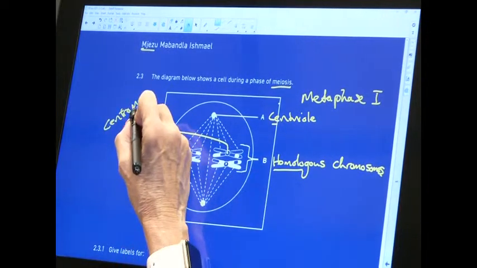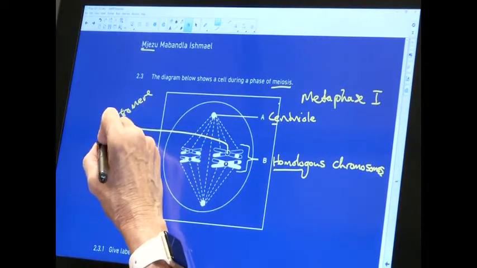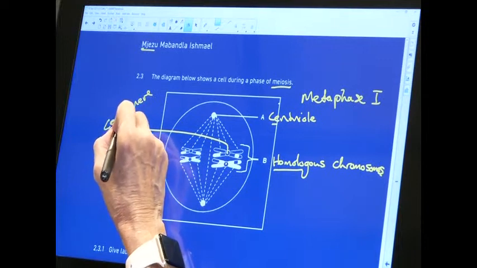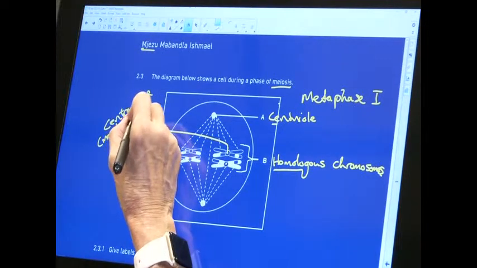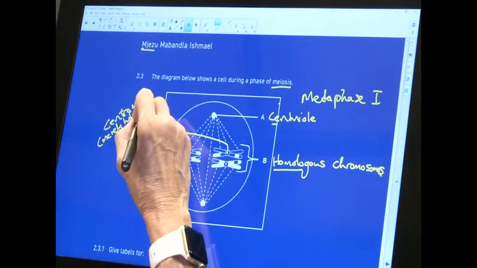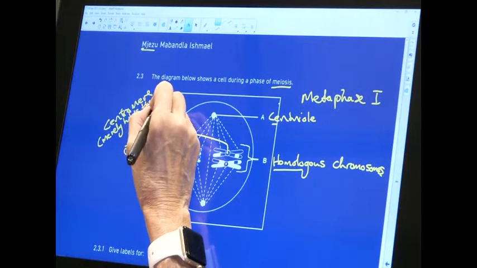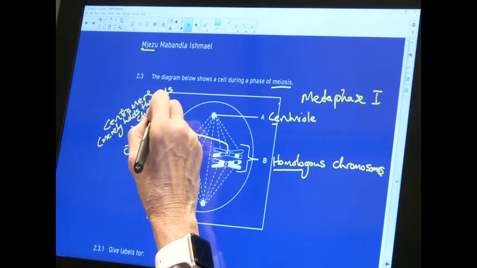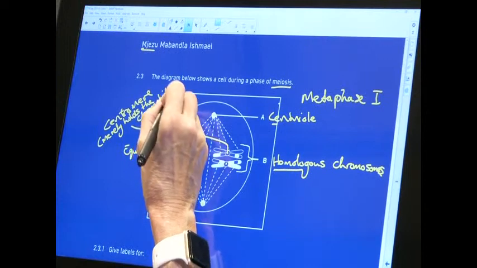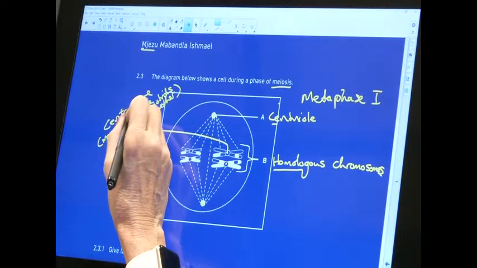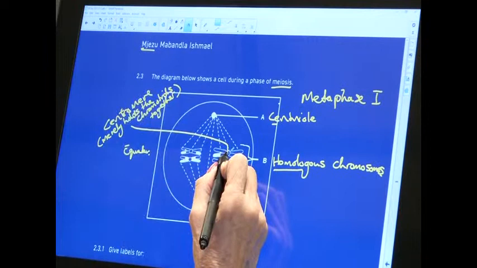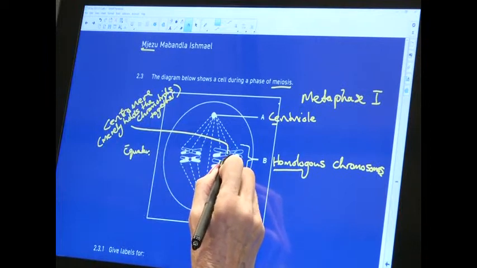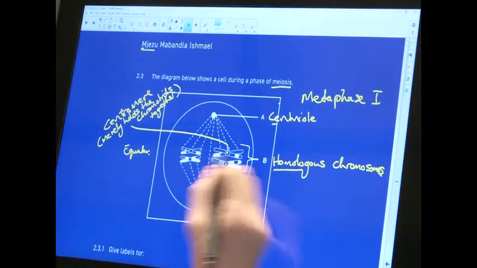A centromere, think about that it merely holds the chromatids together. So that's why it's called a centromere, okay? It holds the chromatids of a chromosome together.